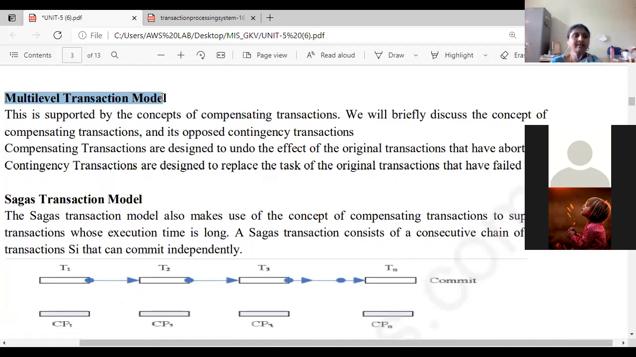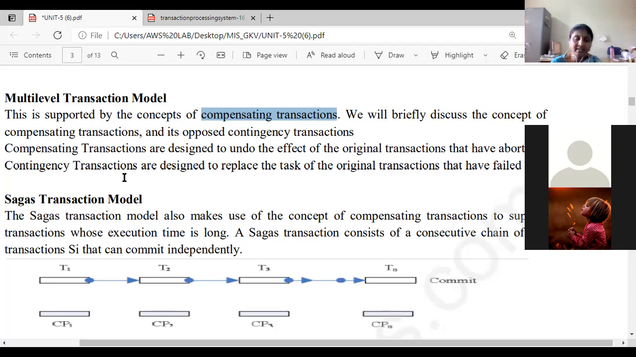So next, the multi-level transaction model. This is supported by the concept of compensating transactions. We have two types: compensating transactions and contingency transactions. We will see what is meant by each. Here we will briefly discuss these two concepts, compensating transactions and, opposite to this, contingency transactions.